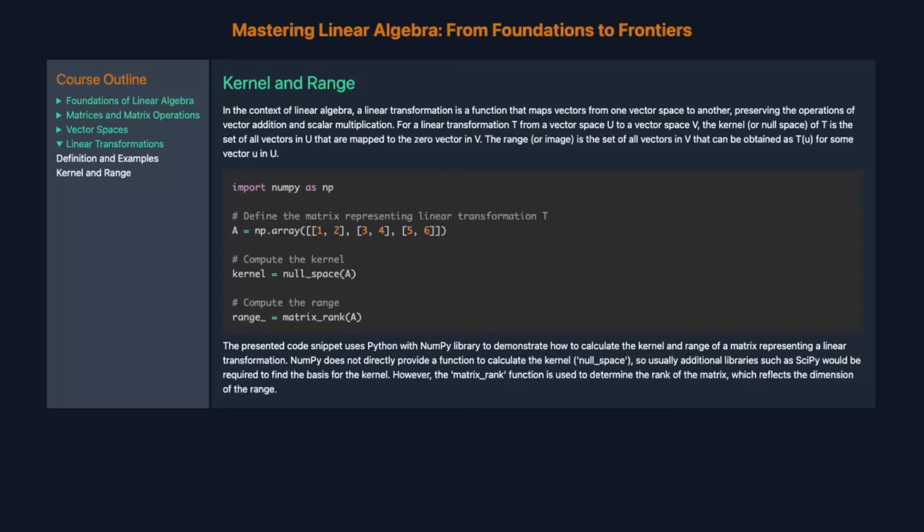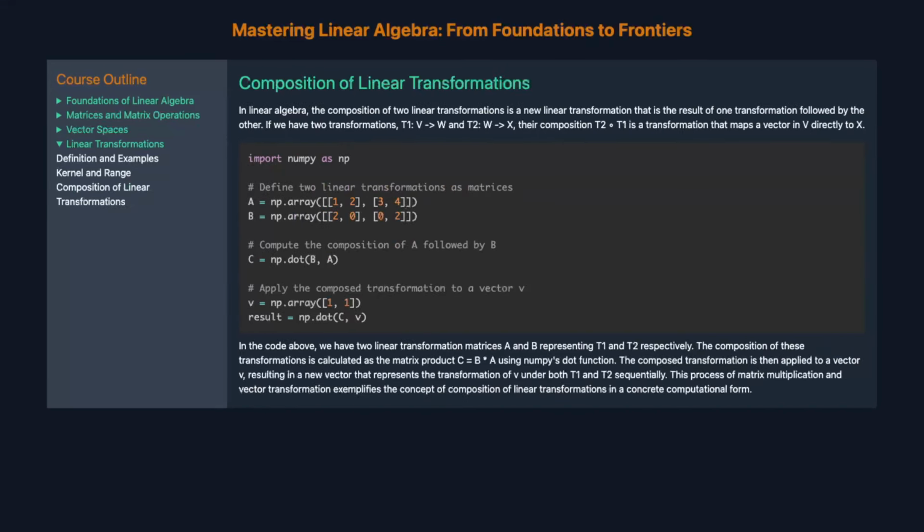Composition of linear transformations. In linear algebra, the composition of two linear transformations is a new linear transformation that is the result of one transformation followed by the other. If we have two transformations, T1 from V to W, and T2 from W to X, their composition, T2 of T1, is a transformation that maps a vector in V directly to X.